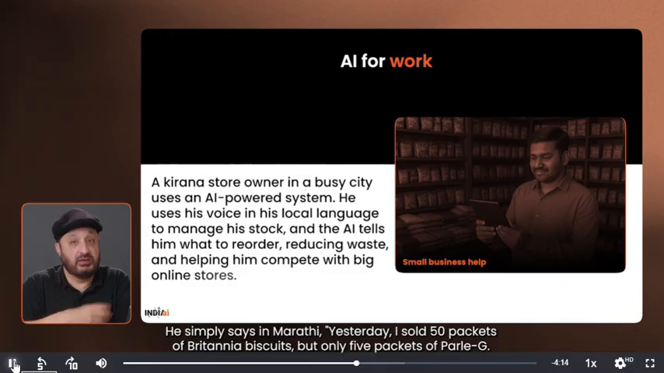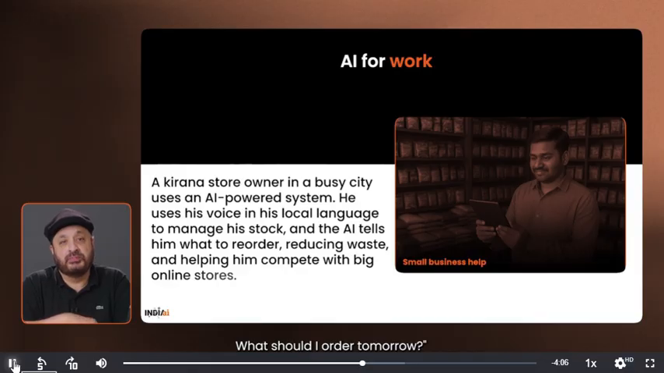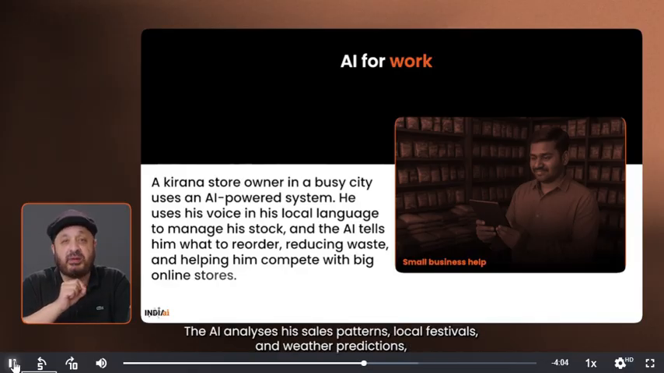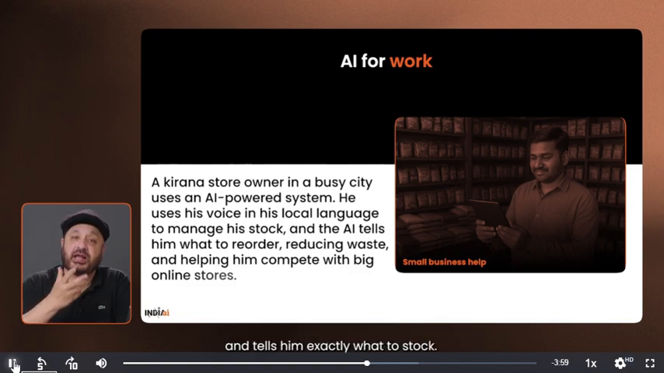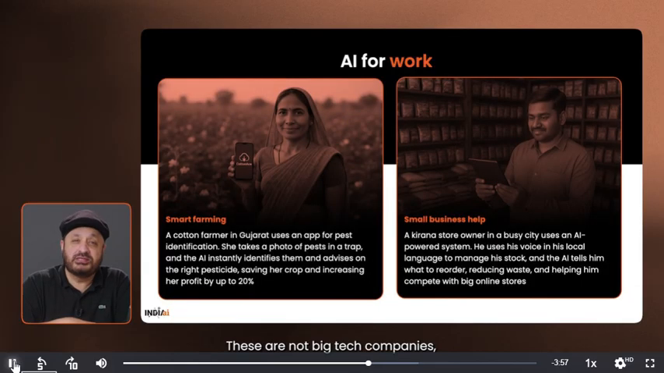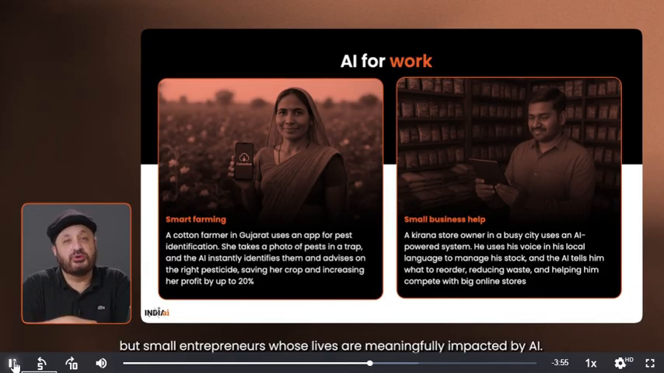He simply says, in Marathi, "Yesterday I sold 50 packets of Britannia biscuits, but only 5 packets of Parle-G. What should I order tomorrow?" The AI analyzes his sale patterns, local festivals, weather predictions, and tells him exactly what to stock. These are not big tech companies, but small entrepreneurs whose lives are meaningfully impacted by AI.